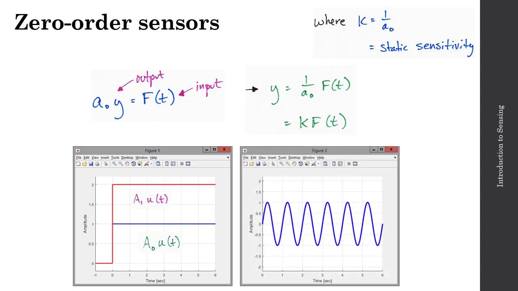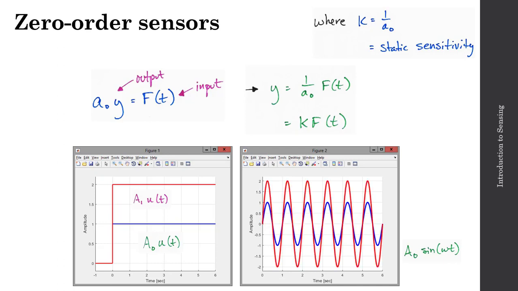The same thing happens if my input is now, say, a sinusoid. So I have a sinusoidal input, A0 times sine of omega t. I'm going to end up with an output that is proportional to my input. So I have an output, say, now defined as A1 times sine omega t. And so once again, A0 and A1 are related by this static sensitivity. So the zero order sensor then is doing exactly what I want it to do, right? It's giving me a copy, let's say, of the input signal. It's just scaled by some static sensitivity.